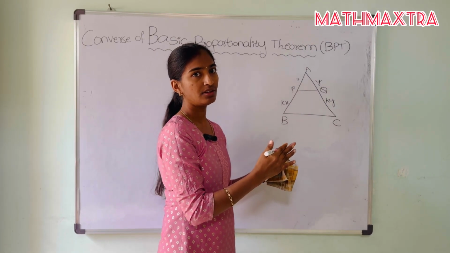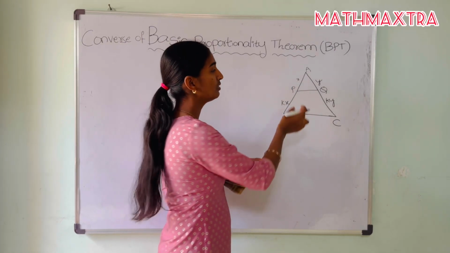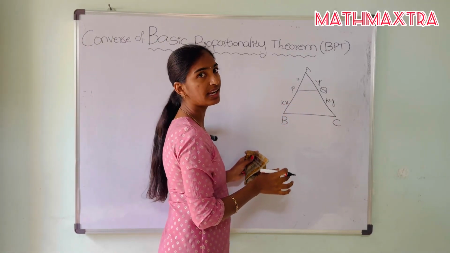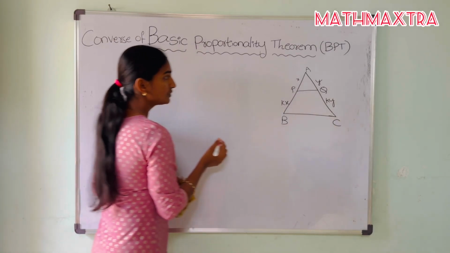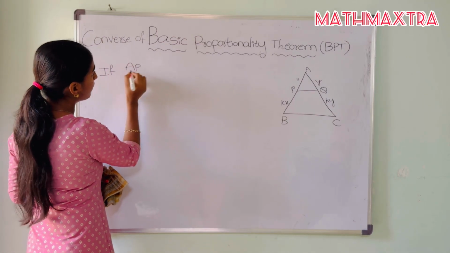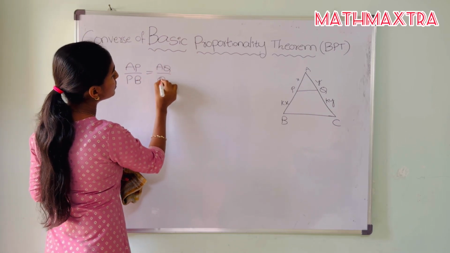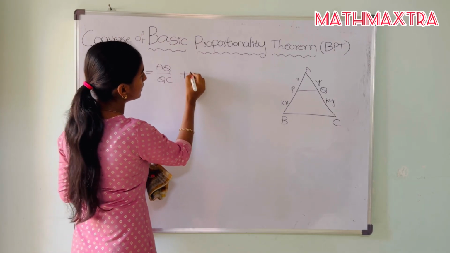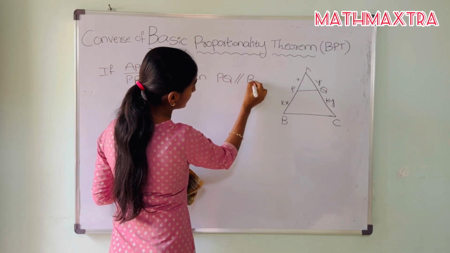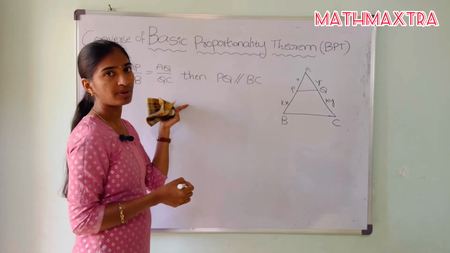The ratio is given, and we are saying that the line which divides the sides in that ratio is parallel to BC. So we are concluding that the lines PQ and BC are parallel to each other. How can we write it? AP by PB is equal to AQ by QC, then PQ is parallel to BC. This is how we write the converse of the basic proportionality theorem.